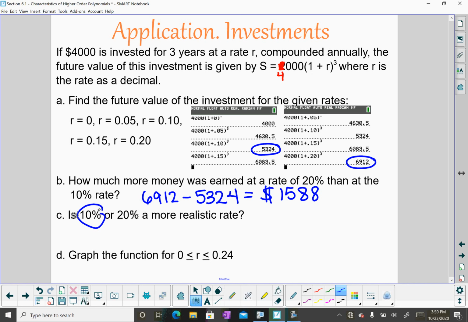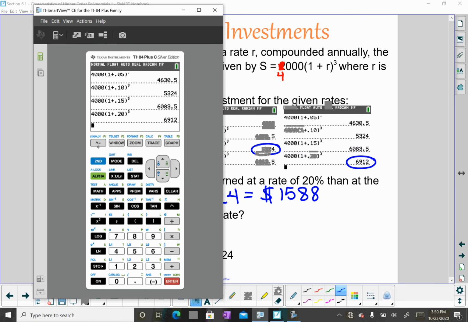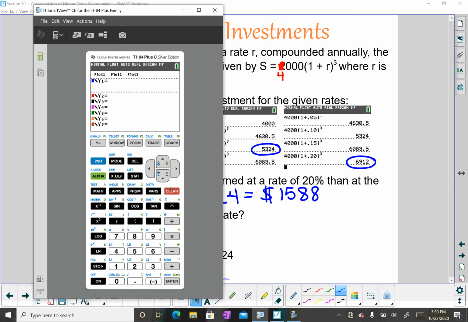We want to graph this function on the following R values. Remember, R is our input, so we're going to think of these like our X values in our calculator. So I'm going to go to y equals, and I'm going to type in my equation. But again, R is our input, so I'm going to put X there instead. 4,000, 1 plus X to the third power.